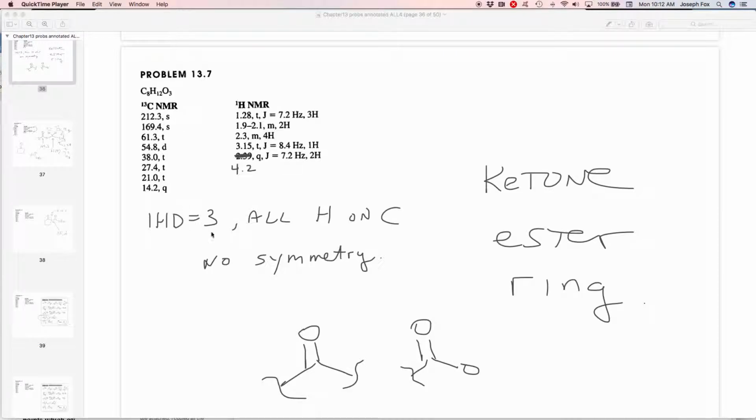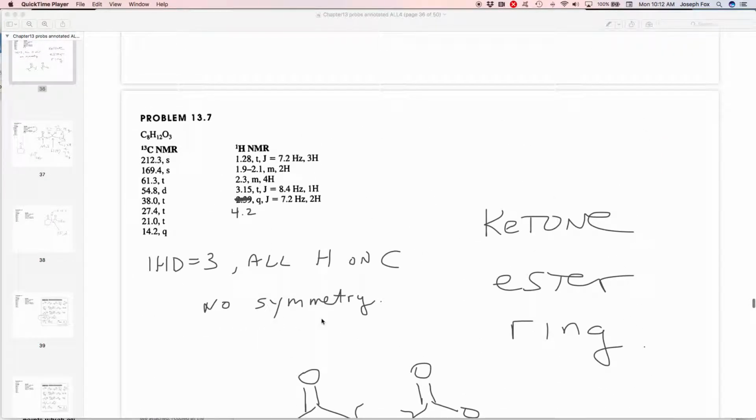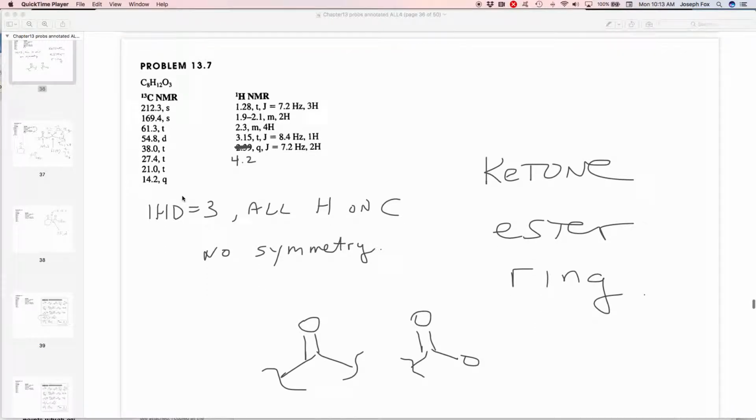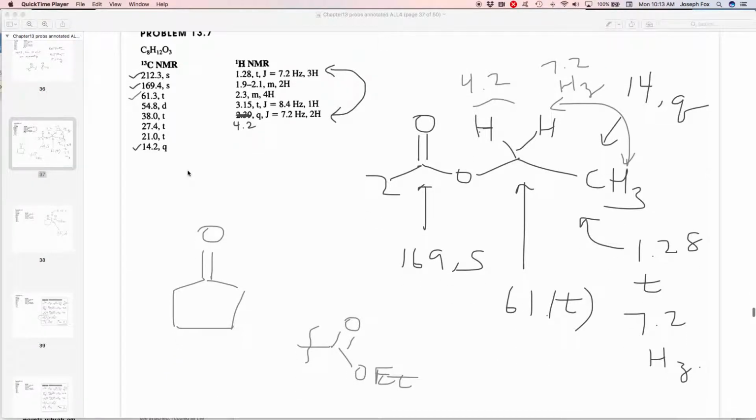IHD analysis, we see I have an IHD of 3 with all of our protons on carbon atoms. With all protons being on carbon atoms, we know that we have either an ester or a lactone. We don't have a carboxylic acid for our 169 peak, okay? And then we have another unit of unsaturation, so we also have a ring. So we have a ketone, we have an ester or a lactone function, and we have a ring in this compound. We also note there's no symmetry indicated in the carbon NMR spectrum. Okay, so all 8 carbons will be unique.